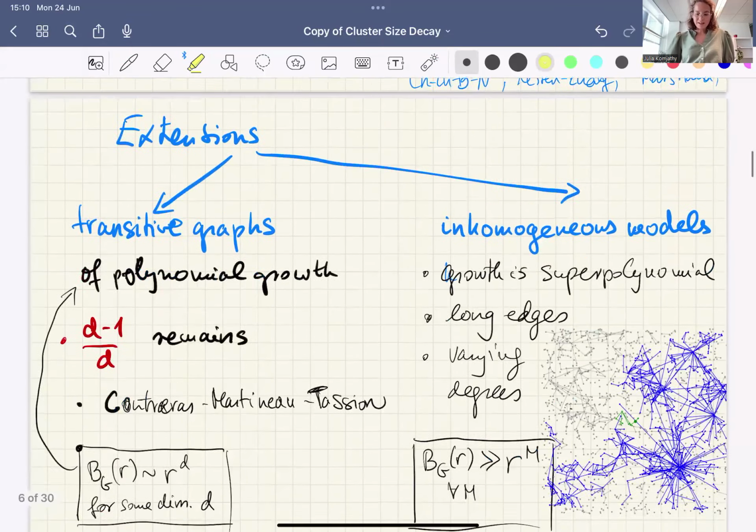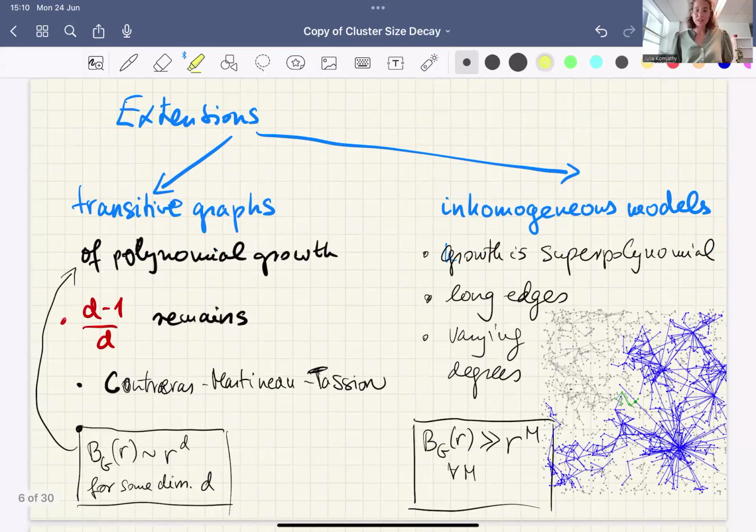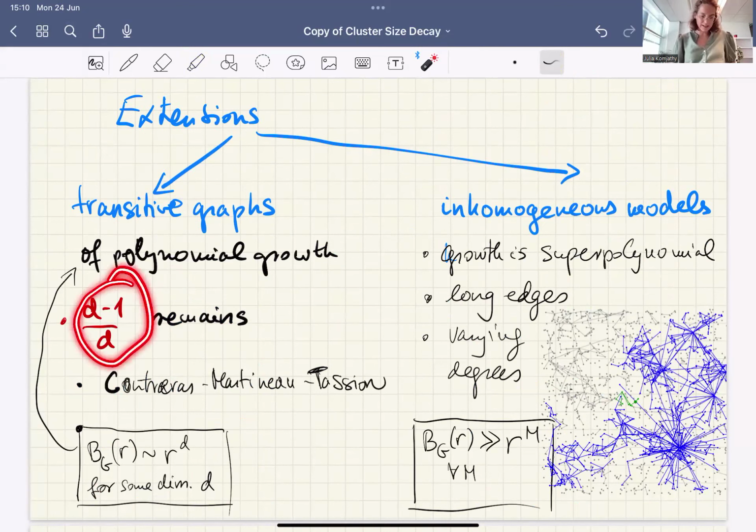So then one can ask, okay, what kind of extensions do exist of these results? There are two main directions. One is for transitive graphs of polynomial growth. You can think of Cayley graphs of groups or other transitive graphs. And here the main results establish the main questions I showed you: law of large numbers, cluster size decay, maybe the second largest component if you restrict to a finite domain. The power (d-1)/d that drives everything remains. Here are some references. These are recent papers.